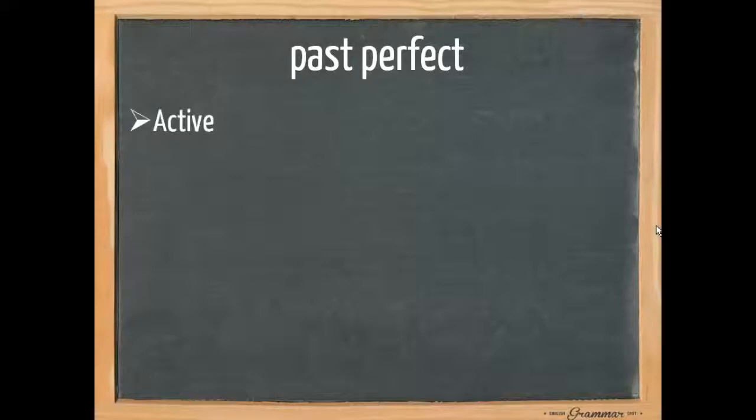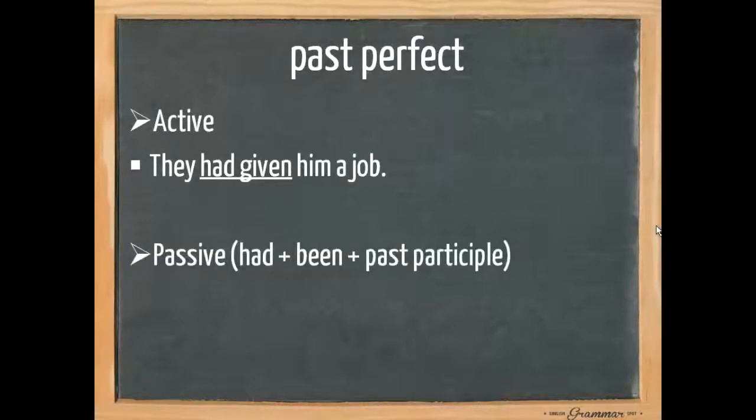The past perfect. The active past perfect. They had given him a job. And for the passive, we use had plus been, just as in the present perfect, and a past participle: to give, gave, given. He had been given a job.